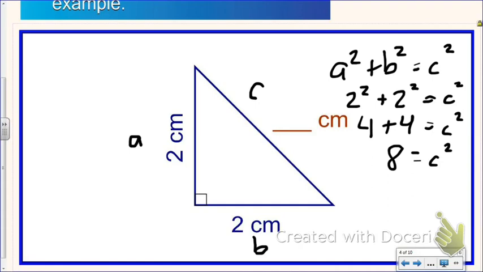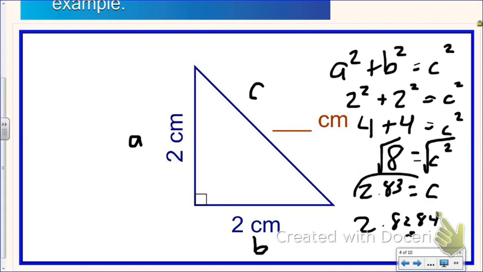And then the last step is, in order to get the C by itself, I need to square root both sides. And that's going to make the left side turn into C. And the right side, I'm going to plug it into a calculator and get the square root of 8. Okay, the square root of 8, when I plug that into my calculator, is 2.8284. But I'm supposed to round it to 2 decimal places. And so that would be 2.83. So my answer is 2.83.